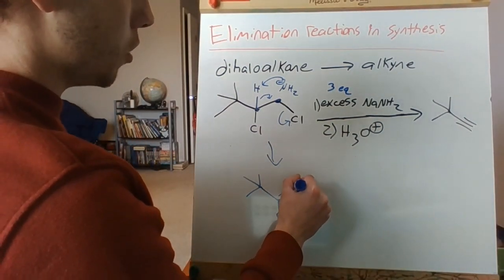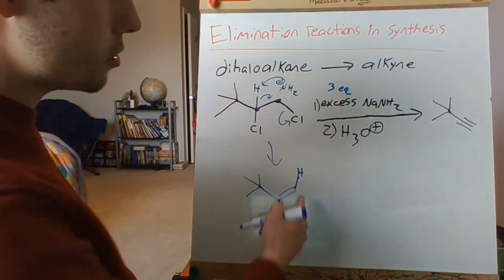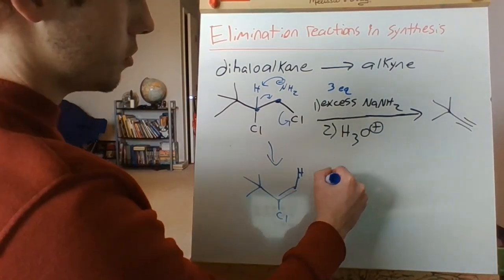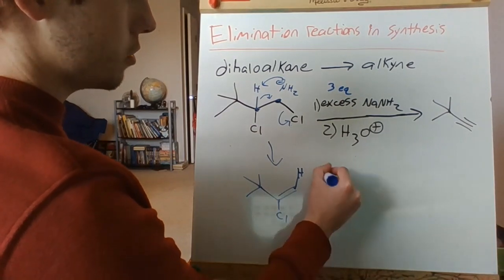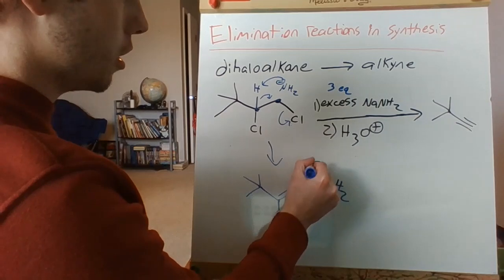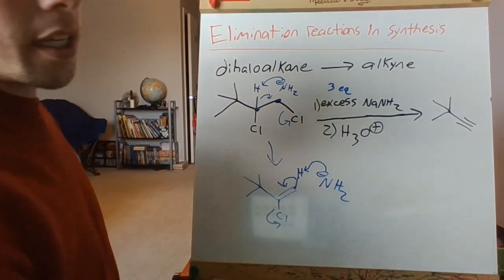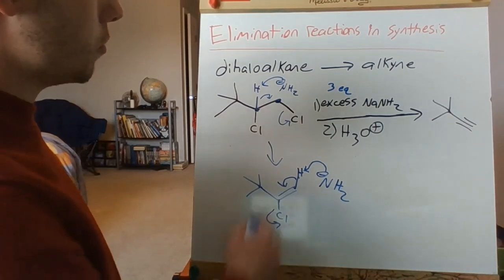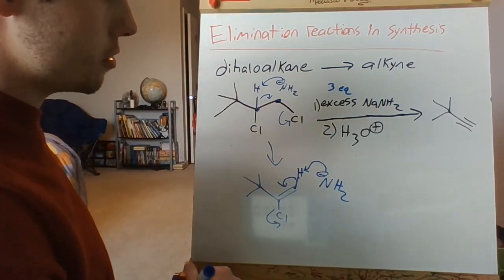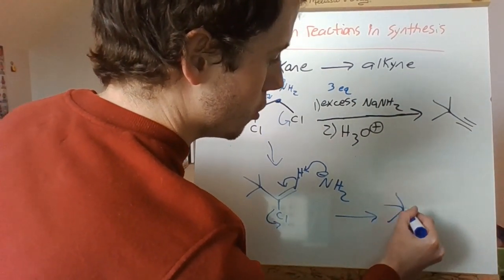We can pull off either one of these protons. The trans one is going to be a little bit faster than the cis one, and so I'll just pull off the trans one. We use our second equivalent of sodium amide, grab that proton, move those electrons down, kick off our leaving group, and so we've done two E2 mechanisms here, and this gets us to our terminal alkyne.